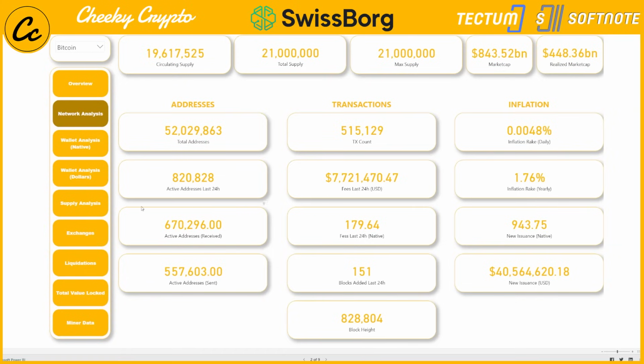The main takeaway here is the 52 million total wallets, because that's actually quite disingenuous. It makes it look like there's a lot of wallets on Bitcoin, but in reality, there's actually very little that actually hold Bitcoin. We'll talk about that in a moment.